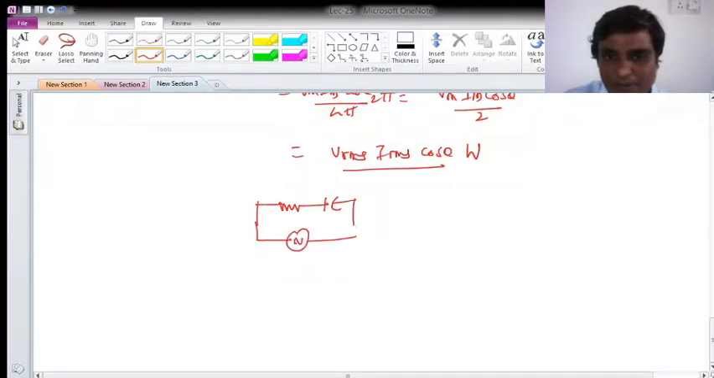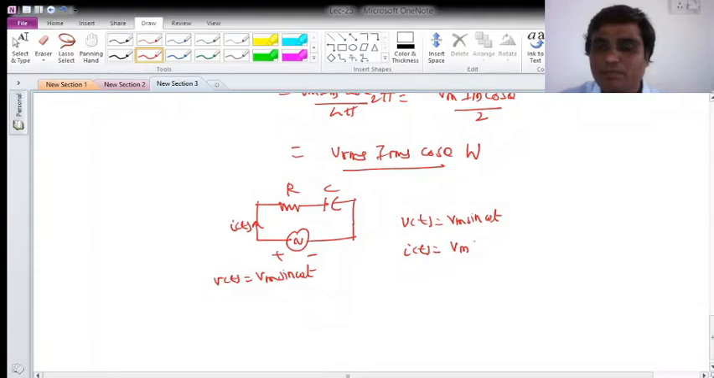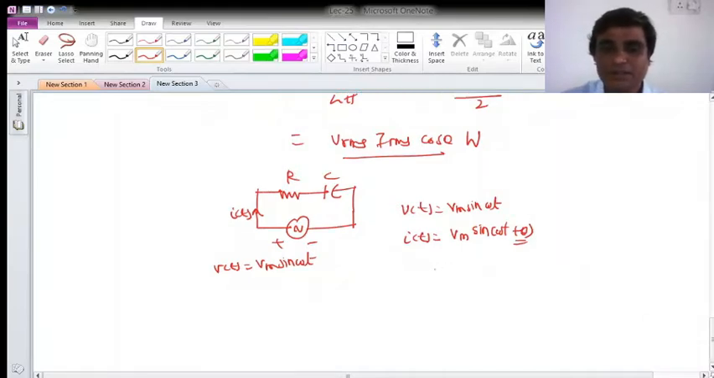Suppose this is the sinusoidal excitation you apply to an RC load, and this is my i of t, this is v of t. So again here v of t will be the same, Vm sin omega t, and last time we computed what i of t will be. As we computed, it will be Vm sin omega t plus theta. So here current will lead, and even if you calculate, you will get the same.